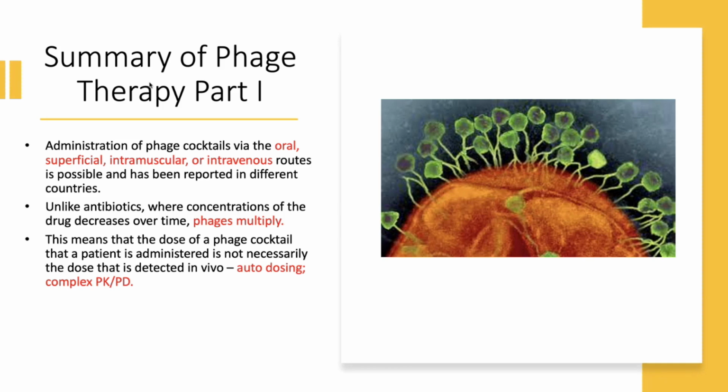With phages, you have the opposite effect. They multiply, and that creates a concept called auto-dosing, which produces very complex PK/PD, which is out of the scope of this conversation. But it's just something to keep in mind that you don't have to give repeated doses of phages. You can just give a one-time dose, because that one dose will multiply and auto-dose, and they will distribute themselves using different PK/PD parameters.